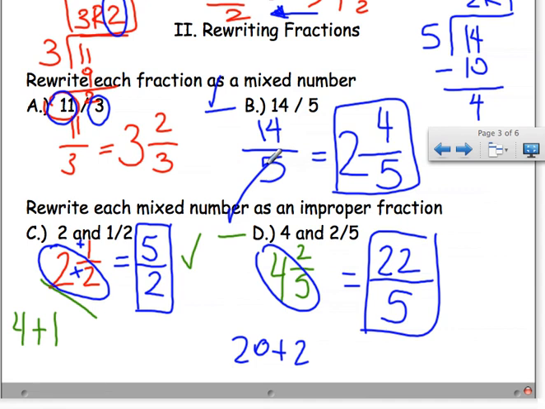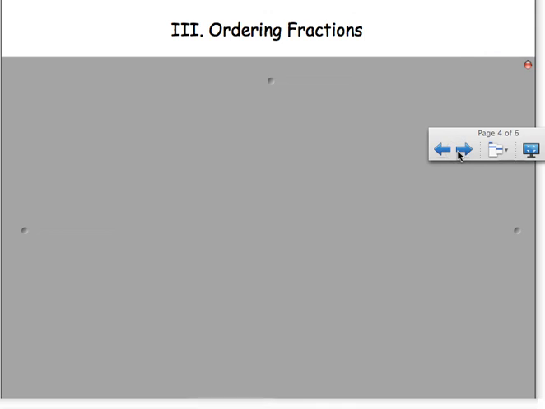Okay, now we've gone both directions from how you rewrite improper fractions as mixed numbers and vice versa. There's one last skill that's pretty complex because it uses other skills that you've already reviewed in slides 1 and 2. And that's how do you order fractions?